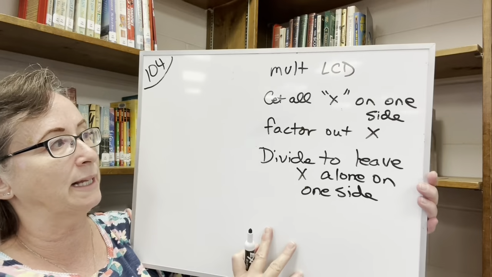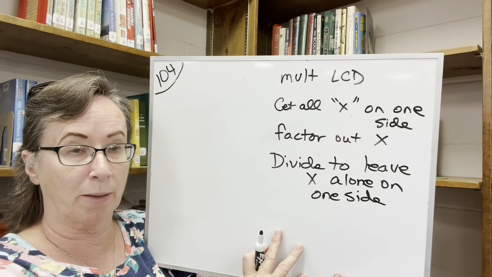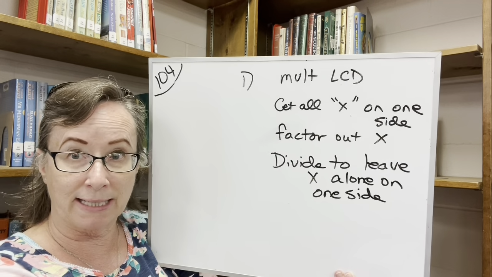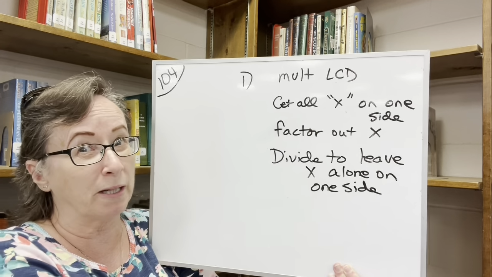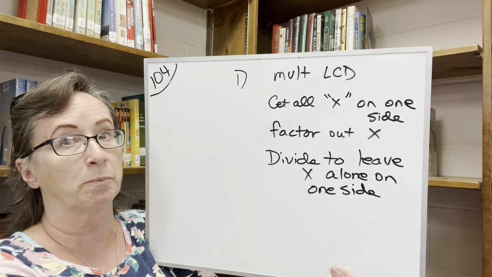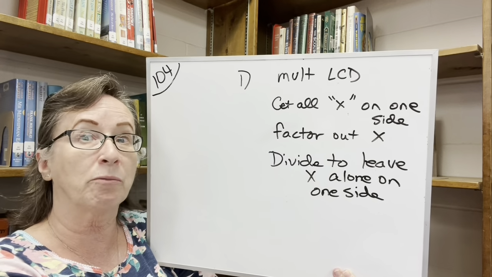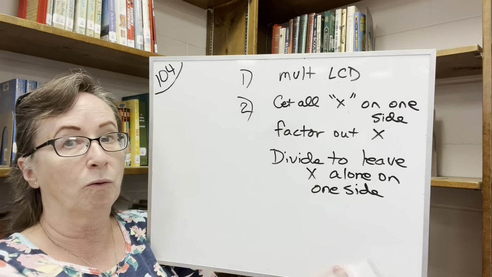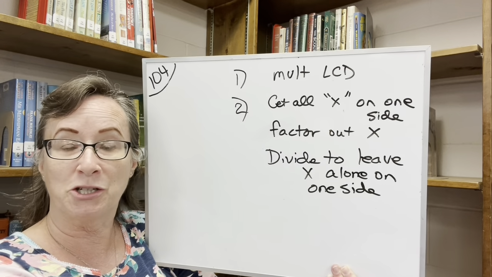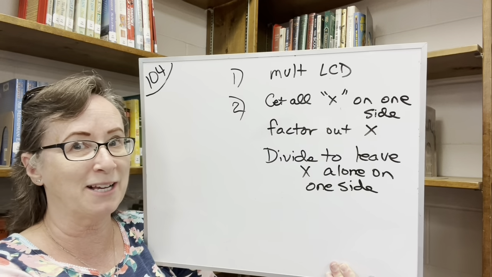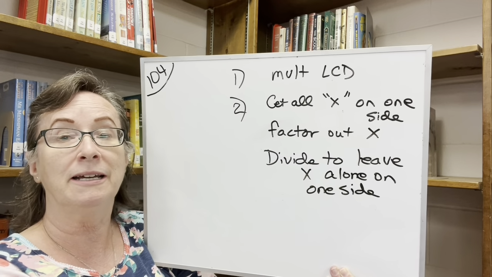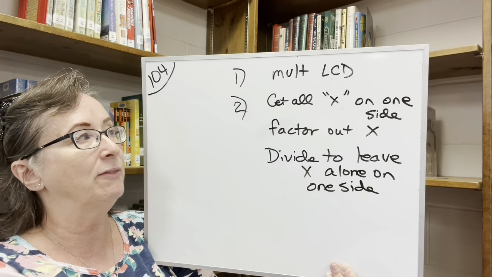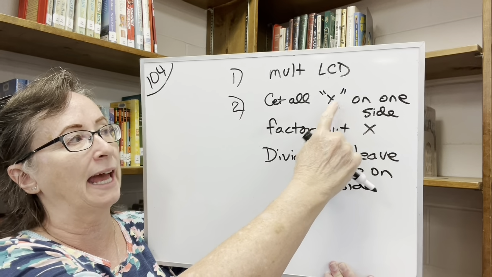All right, so let's go over the steps before we do our practices. Step 1, multiply both sides by the least common denominator. So first you have to build the least common denominator, and then you have to multiply both sides, which should get rid of all your denominators. Now, step 2, once you have an equation that has no more rational expressions at all, it's now just an equation with no denominators, then you're going to get all of the x on one side.